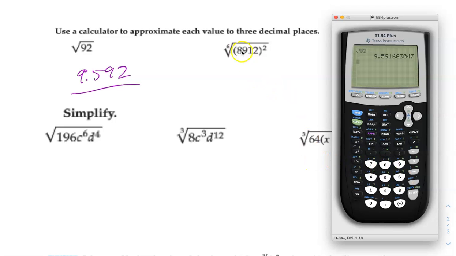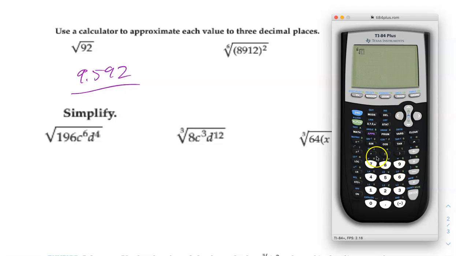Now this one's a little different, right? It's a 6th root, so where do I find the 6th root? Well, you go to math, and then right here lets you do any root you want. So we'll pick that one. I'm going to change that to 6. Technically, you're supposed to write the root first, so put 6, then go math, and then click 5.